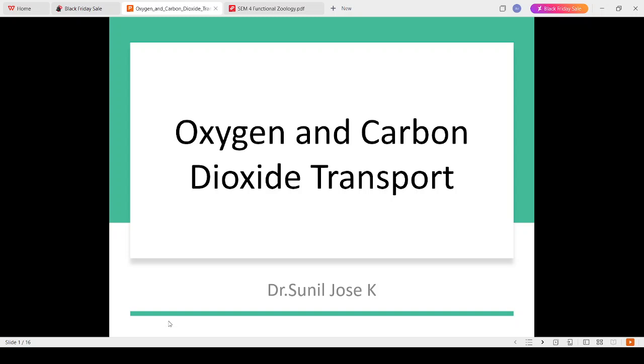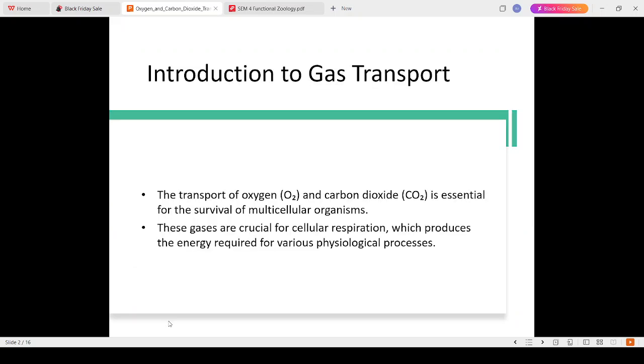So hemoglobin is the oxygen carrying pigment, and that hemoglobin usually has a form known by the name oxyhemoglobin. So it is in the form of oxyhemoglobin that transport of oxygen is usually carried out. Coming to the gas transport, there are two different types of gases. One is oxygen and the second one is carbon dioxide.